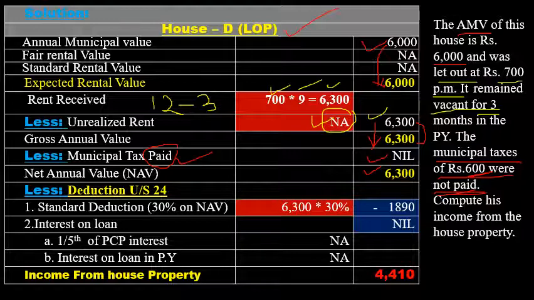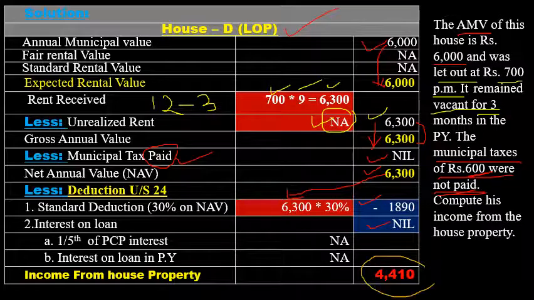Next comes deduction, as I told in the case of earlier properties. Deduction under section 24 for let out property has two parts. First is the standard deduction, 30% on net annual value. Net annual value 6300 into 30% gives 1890 as the standard deduction. Interest on loan is not given here, so it is nil. After considering the standard deduction, the balance 4,410 is considered as income from house property. So in the case of house D also, the income is rupees 4,410.